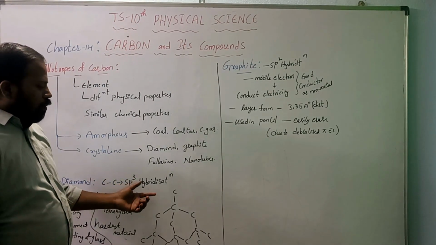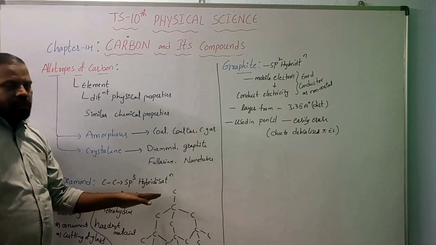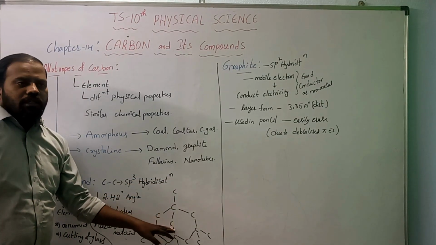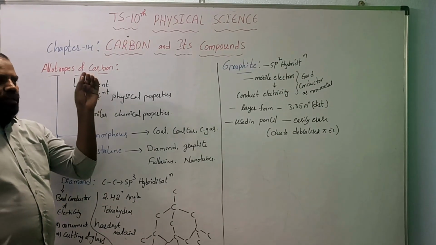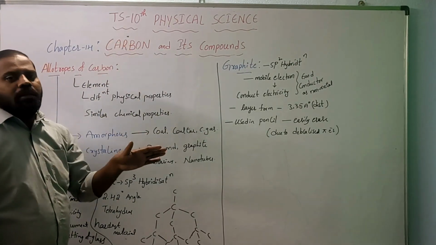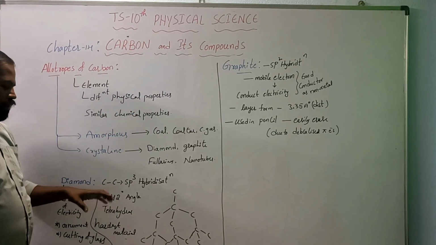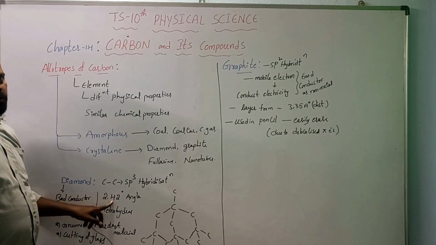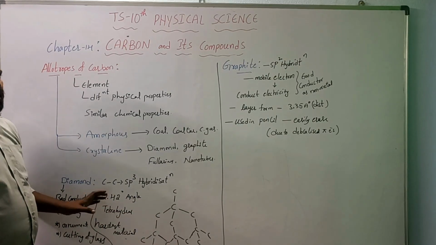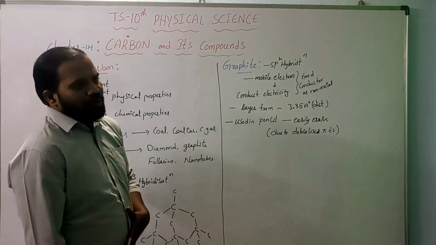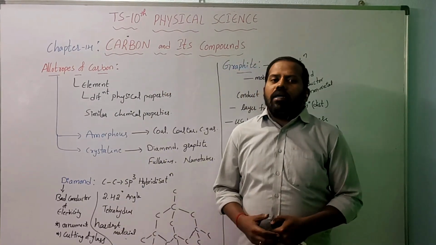In diamond, the hybridization of the bonds between carbon and carbon is sp3. The arrangement of carbons in diamond is a lattice structure. So it has a critical angle. If light falls on the surface, it gives more brightness with a reflecting angle of 2.42. The geometry is tetrahedral, and it is the hardest substance because of the higher attraction forces between carbon and carbon.